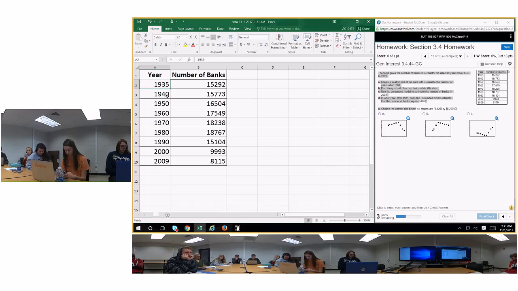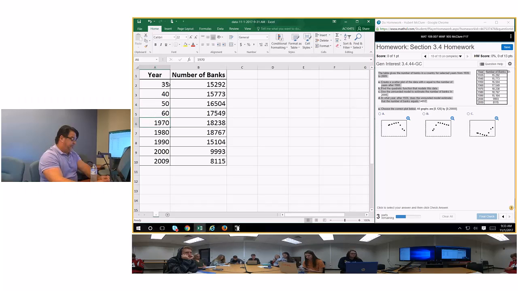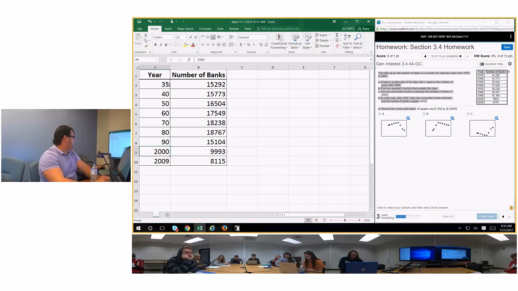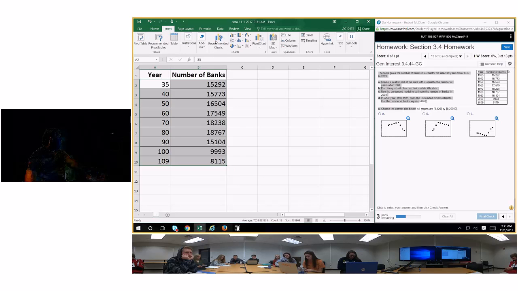Here we go. So 35, 40, 50, 60, 70, 80, 90. I'll check again. I think that's what it said. After 1900, that's 100 and 109. Now do a scatter plot. Highlight, insert, go to the scatter plot.